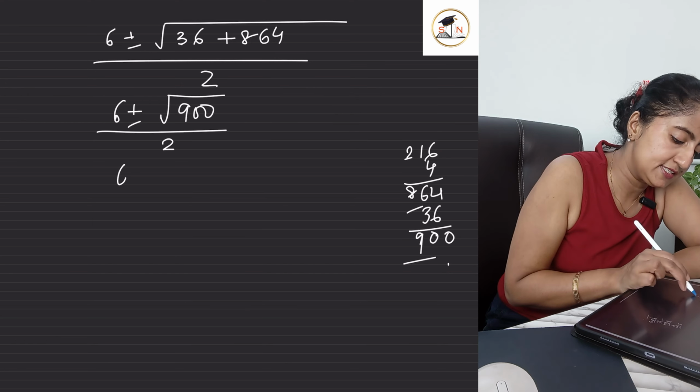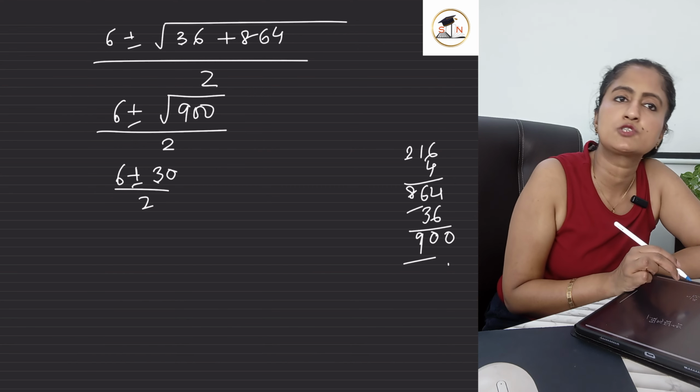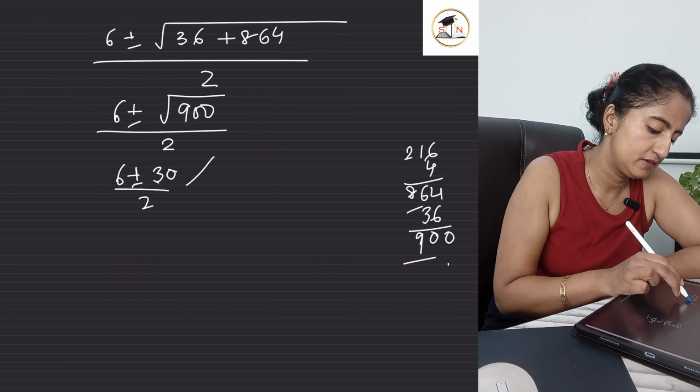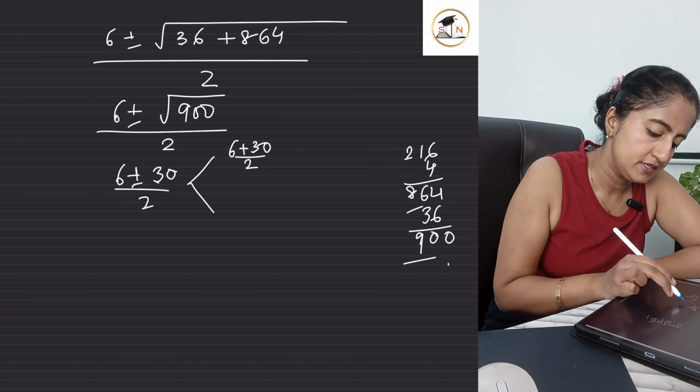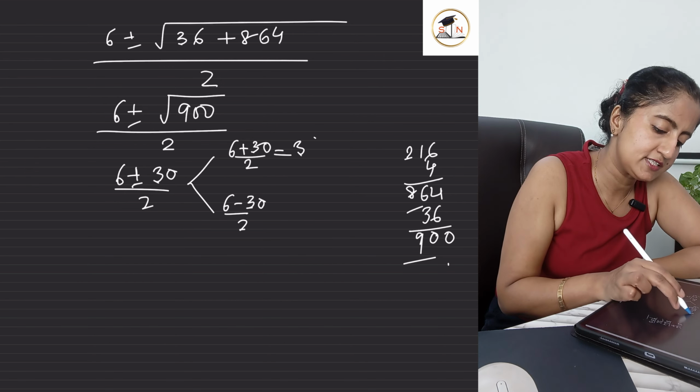Now this is 6 plus minus 30 over 2. It is now giving us 2 options. The first, 6 plus 30 upon 2, and 6 minus 30 upon 2. This is 36 upon 2.